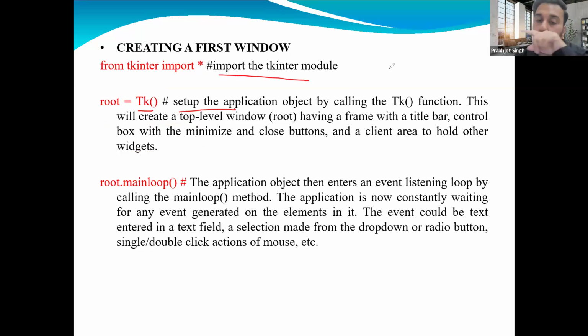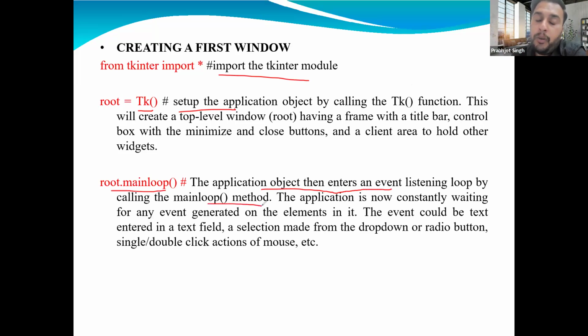This will create a top level root window having a frame with title bar, control box, close buttons, and a client area to hold other widgets. But currently we are not holding any widgets in that. That's why I'm just calling this Tk method, and it will create an empty window for us, right? You want to add widgets? Yes, we will talk about that. And once it is done, yes, we are supposed to enter the main loop, right? As mentioned, the application object then enters an event listening loop, right?